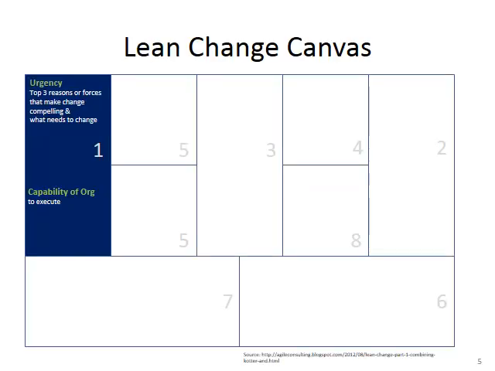Urgency and capability of the organization. The organization should list the top 3 reasons or forces that make the desired change compelling. Additionally, this section should be used to identify what needs to be changed, activities, approach, policies, etc., and whether it is feasible given the organizational resources, needs, and strategic focus.